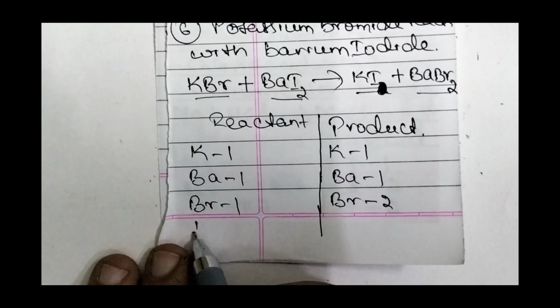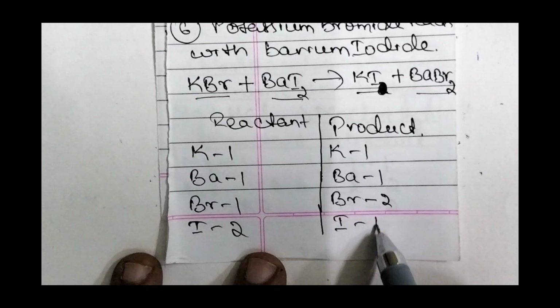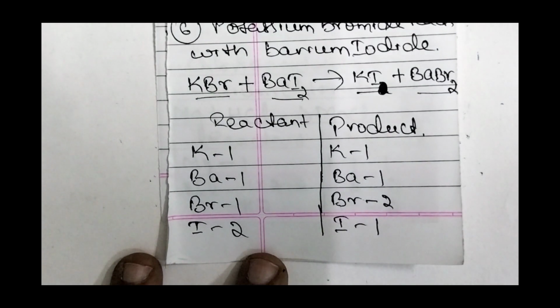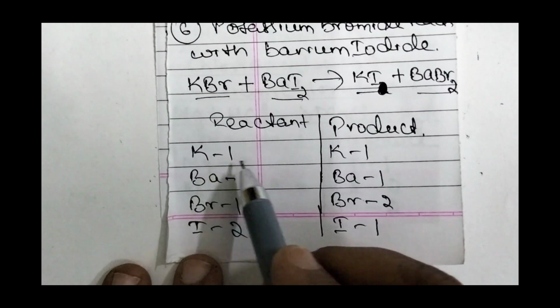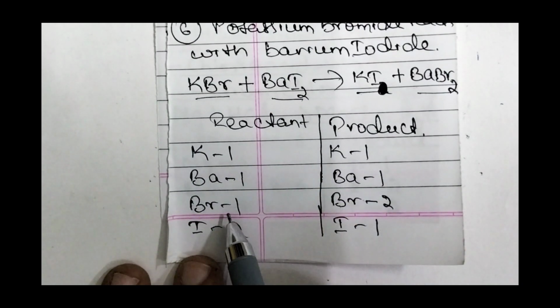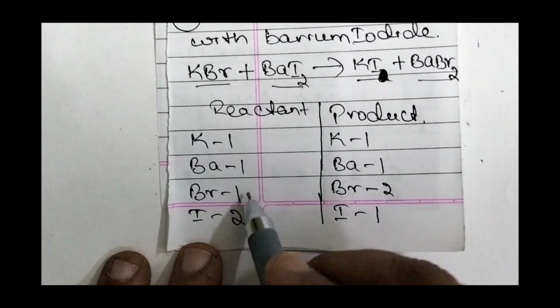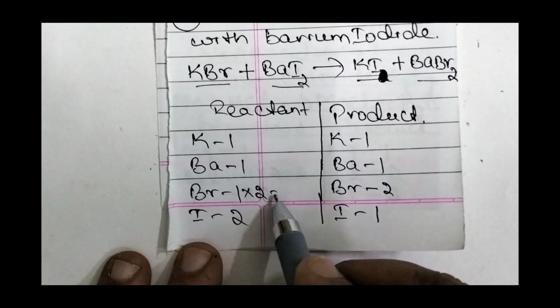Then this side iodine 2 and this side iodine 1. So now let us balance this equation. Potassium already balanced. Now barium also balanced. Now let us balance bromine. So here bromine this side 2 is there, here 1 is there. So 1 is multiplied by 2 to get 2.